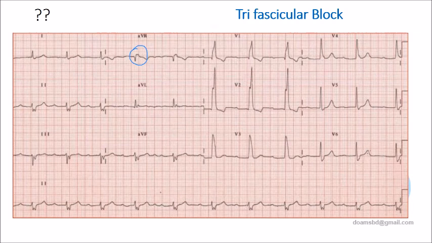Seems to be wide. But is it fulfilling left bundle branch block or not? Not clear. But can you identify any axis deviation here, right or left?